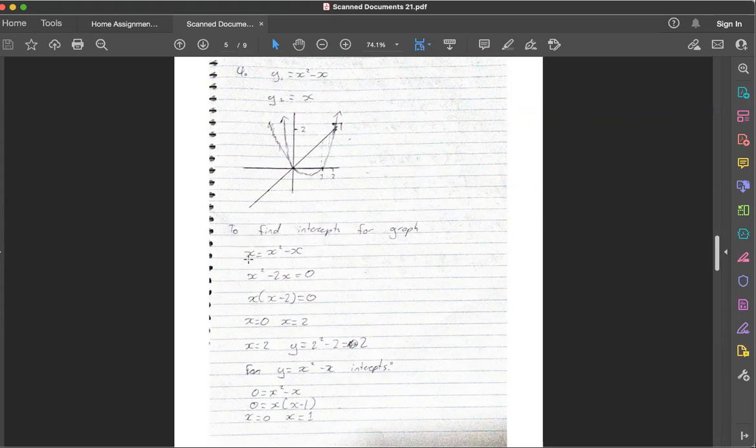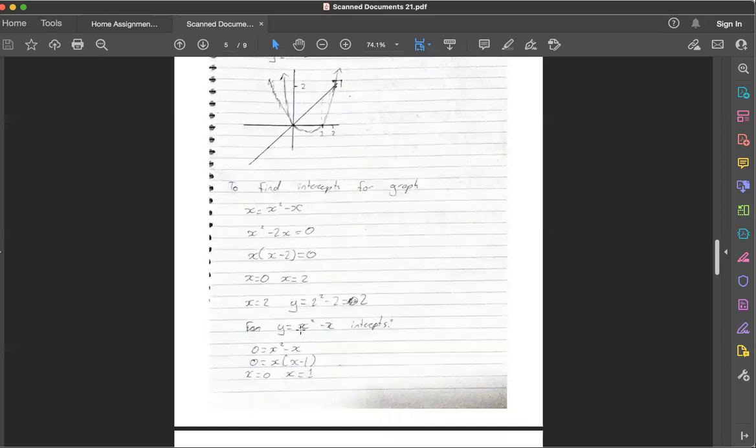For the first one, what I did was I just let y1 equal y2, where you get x equals x squared minus x. We rearrange that and we get this factorial, which we can then factor out. We get x equals 0 and x equals 2, which is just shown here.